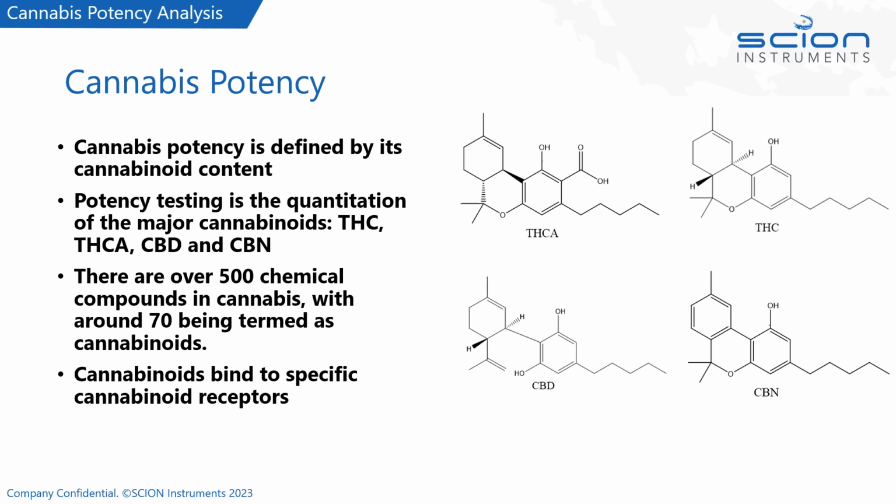So the potency of cannabis is determined by its cannabinoid content. And here we have some example chemical structures of common cannabinoids. THC is the most well known and also the primary psychoactive ingredient that's found in cannabis, whereas CBD is the primary therapeutic component. There are over 500 chemical compounds in cannabis, with around 70 being termed as cannabinoids. In this webinar, we will discuss the 10 most commonly found cannabinoids.